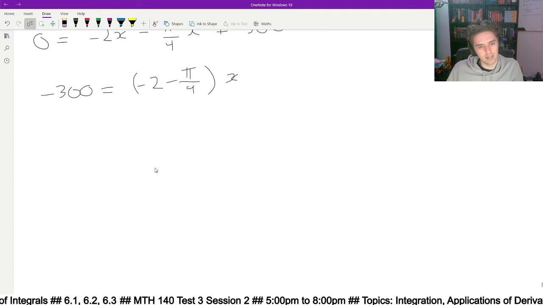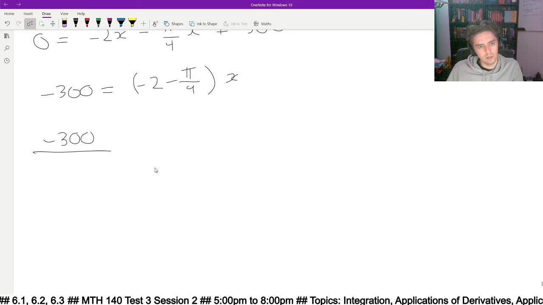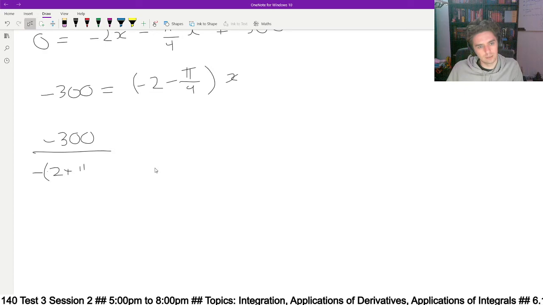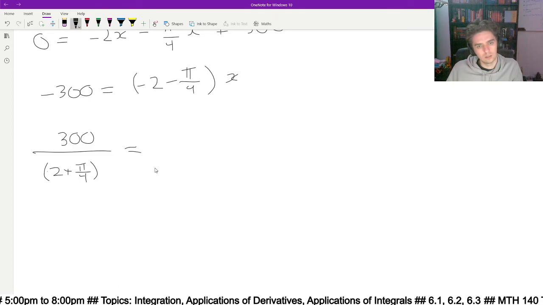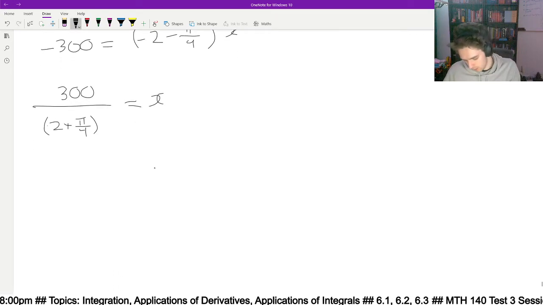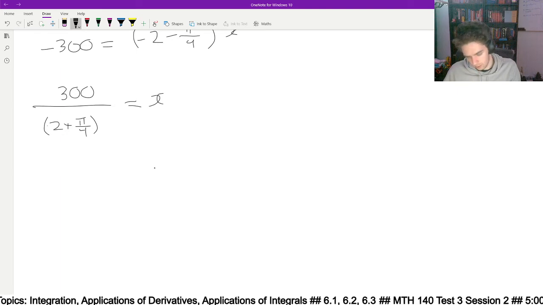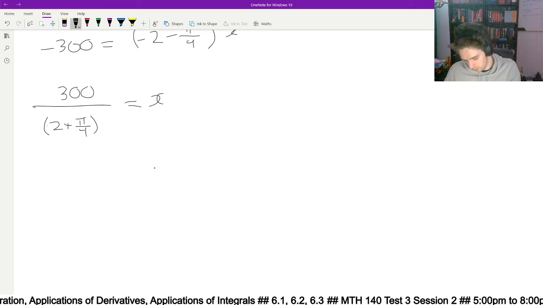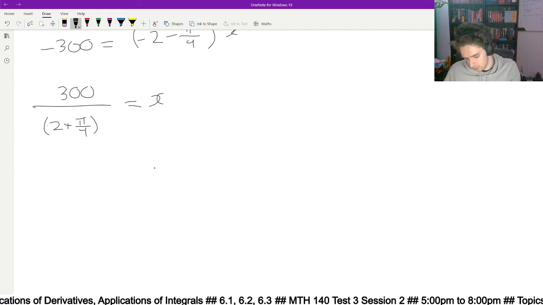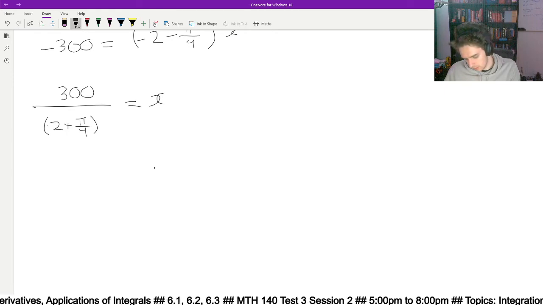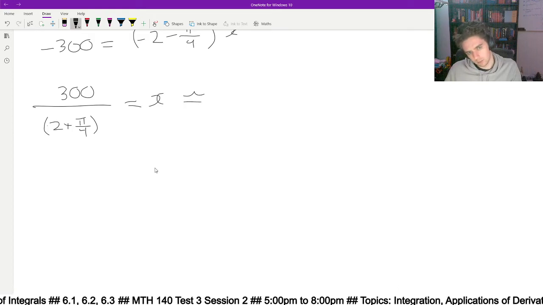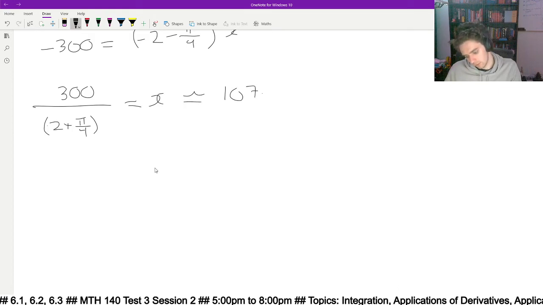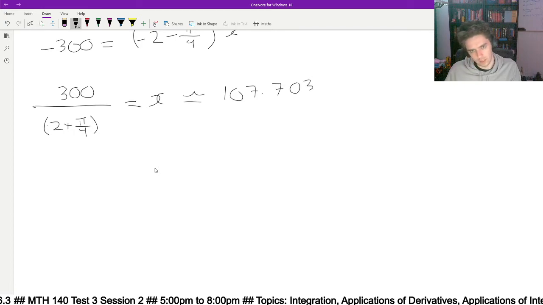I know I'm factoring in and out that x all the time. Negative 300 over negative 2 plus pi over 4. These will cancel. So that equals x. So 300 over 2 plus pi over 4. Yep. So I get x is approximately equal to 107.703.